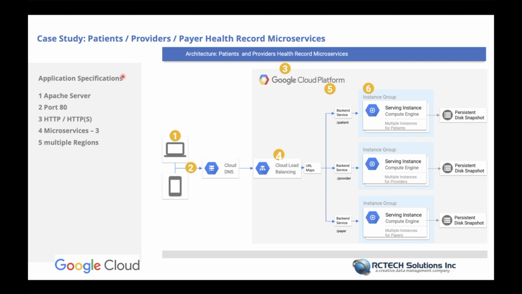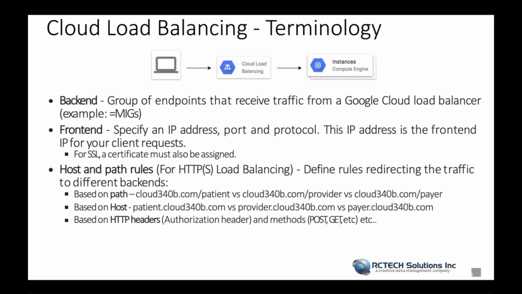So, application specification: it should have an Apache server. It uses port 80. It uses either HTTP or HTTPS protocol. It's going to have three microservices, one for patient, another one for provider, and a third one for the payer. Each microservice is going to reside in a different region for global accessibility. Now let's take a look at how we are going to implement it.